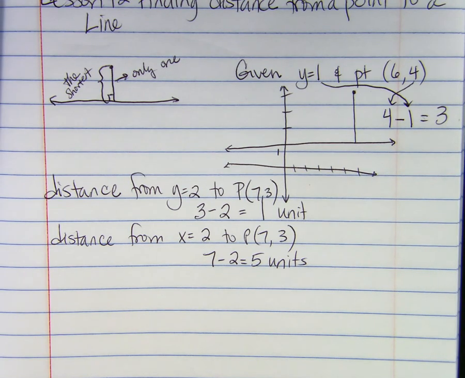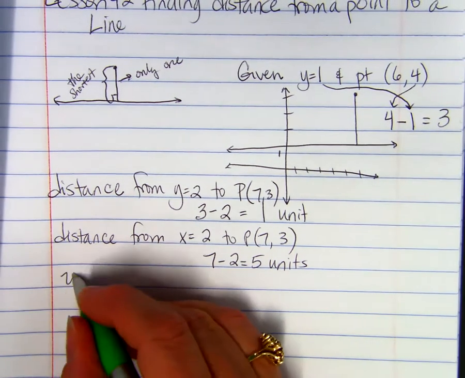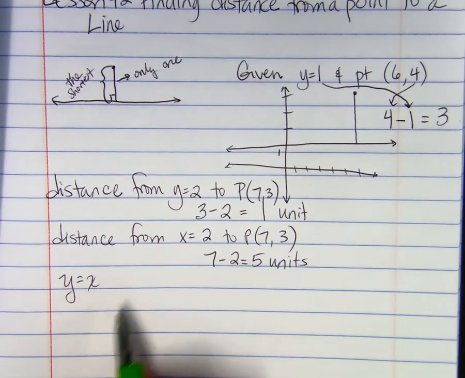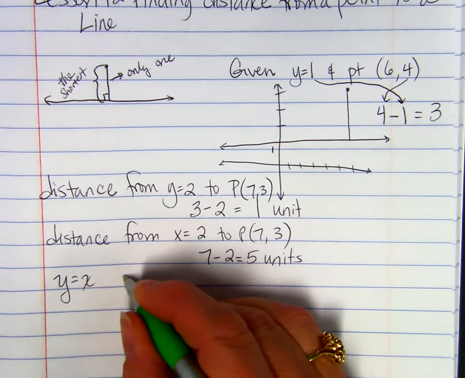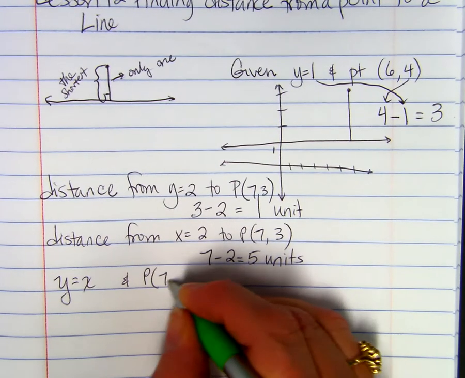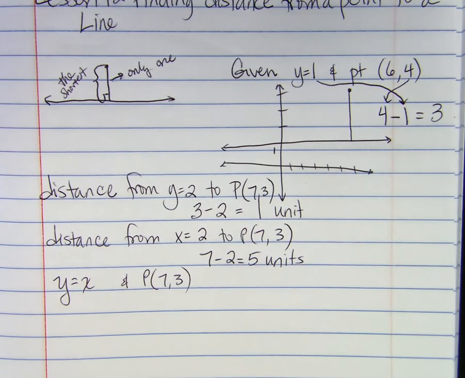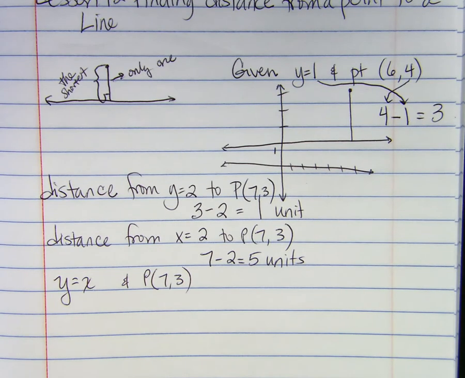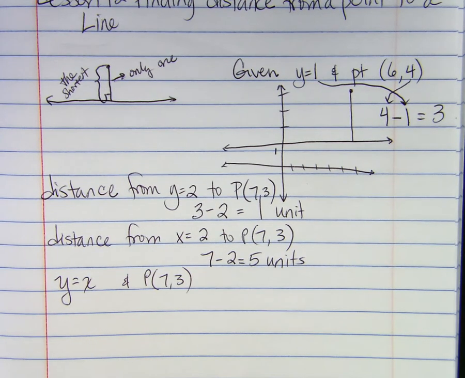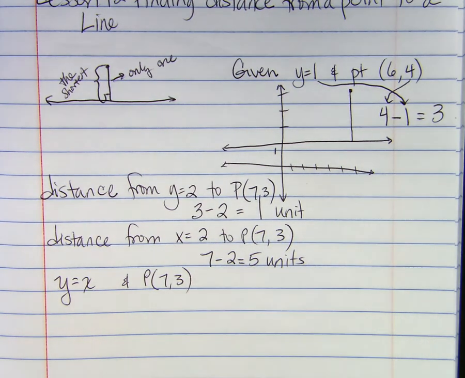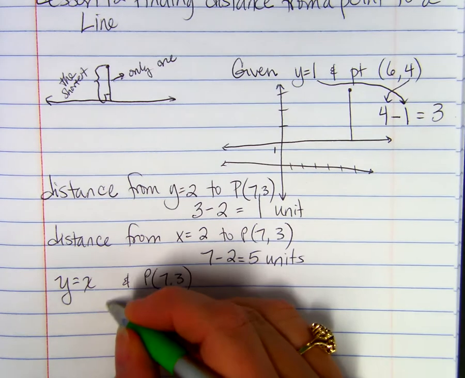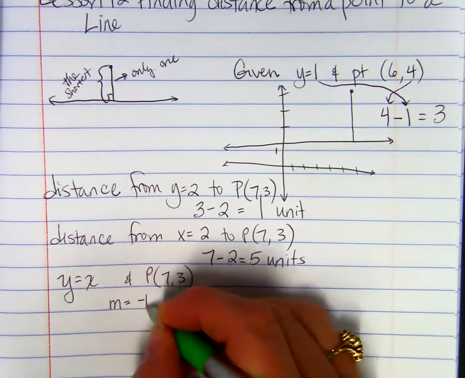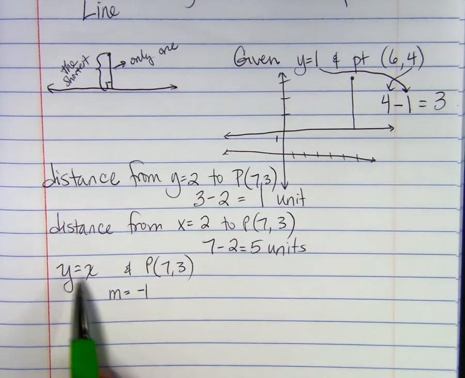We're going to do a little bit harder one. So y equals x. Now we have introduced a line that is not vertical or horizontal, and we want to go from the point 7, 3. So you have to find the perpendicular line that goes through point 7, 3. So we've got to find the equation of that line. The slope will be -1, because that's the opposite reciprocal of 1.